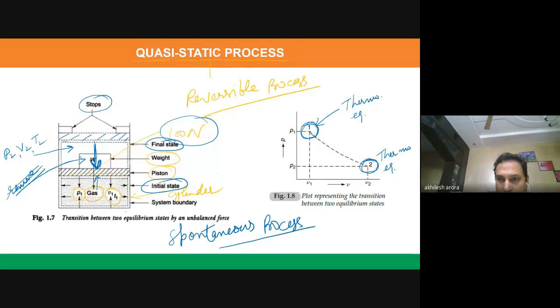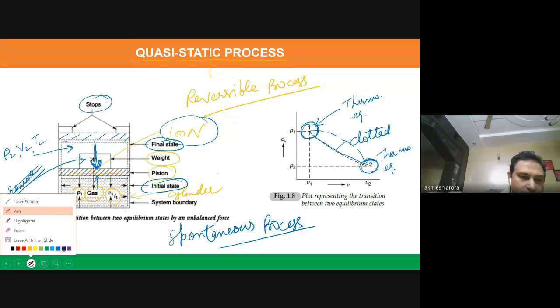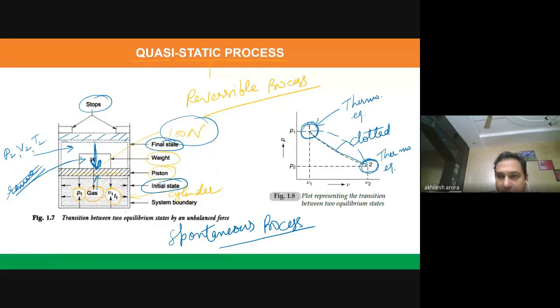That is why the line which is shown here is shown as dotted. Dotted means I do not know the path of the system. This dotted line could have been drawn like this also. I could have drawn it like this also.